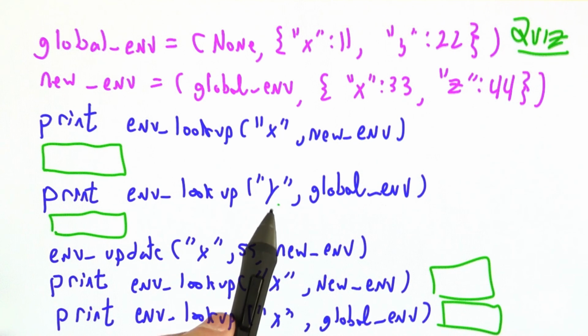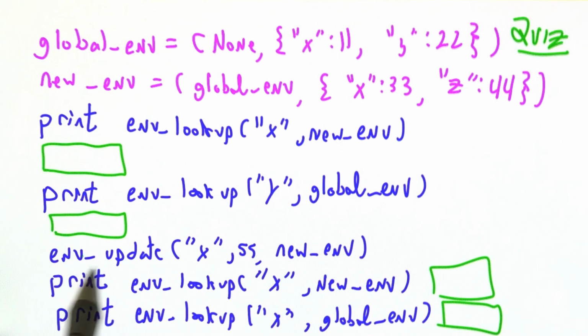So then after we look up y in the global environment, we make a change. We assign x to be 55 in the new environment, and then we print out x in the new environment and the global one. How do these things turn out?